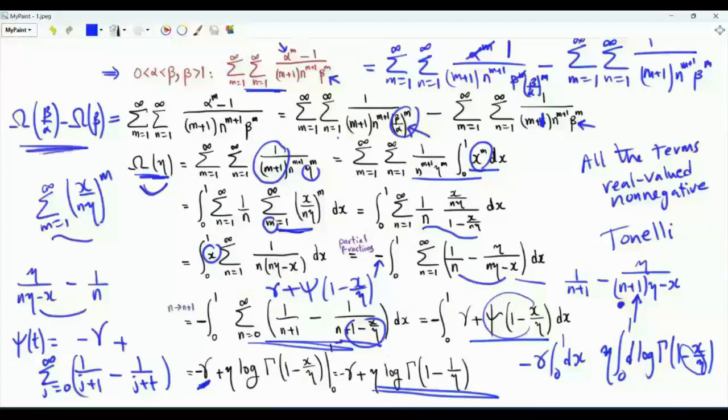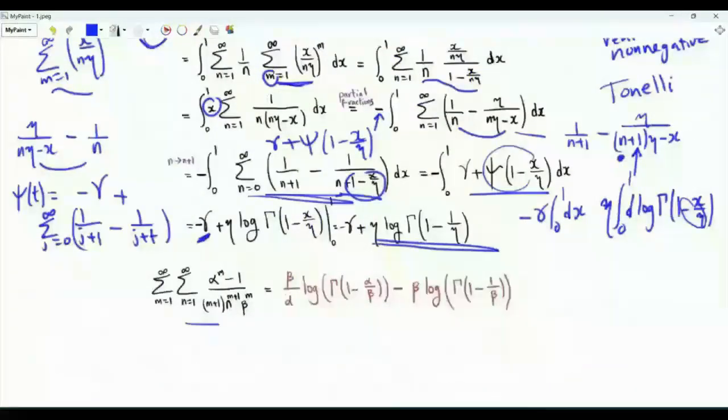The double sum that we have is this difference here. Small gamma disappears, and we get that the double sum is beta over alpha log gamma of 1 minus alpha over beta, minus beta log gamma of 1 minus 1 over beta. Let's now move to the second sum.